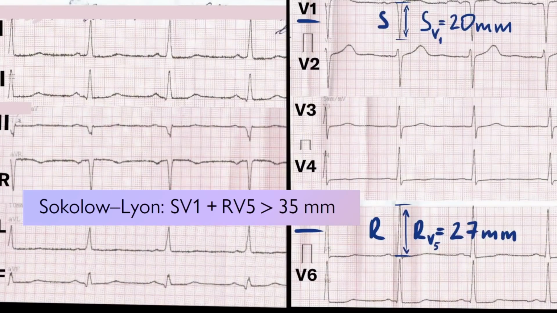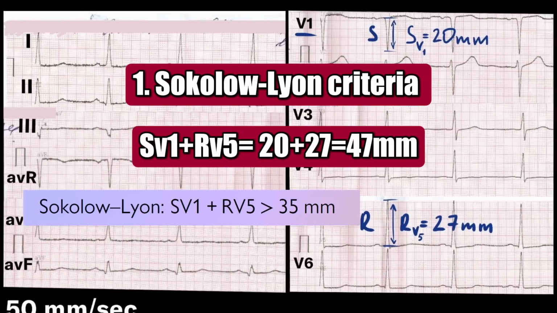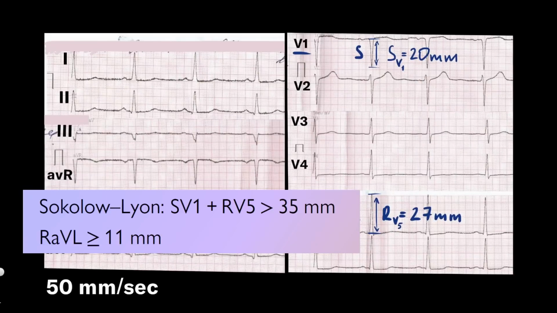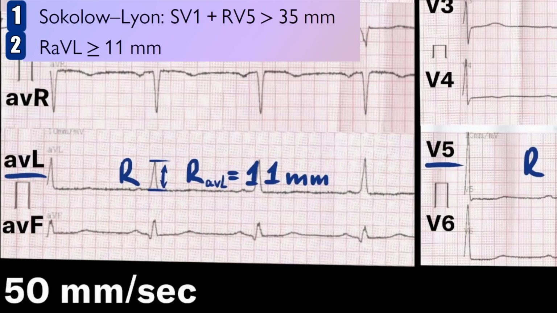So if the sum of both S-wave amplitude in V1 and R-wave amplitude in V5 is greater than 35 mm, it fits the Sokolow-Lyon criterion of left ventricular hypertrophy. In our case, the Sokolow-Lyon criterion is 47 mm. The second ECG criterion is R-wave amplitude in aVL, which is greater than or equal to 11 mm. In our case, it is exactly 11 mm. So the second ECG criterion of left ventricular hypertrophy is present.